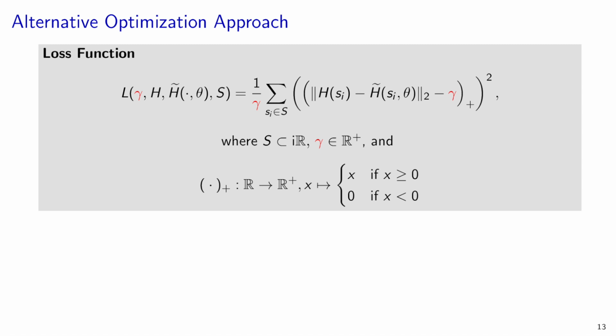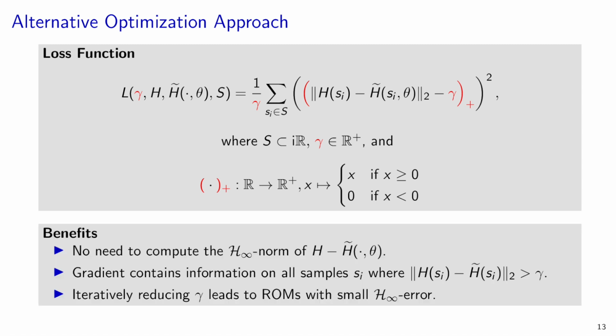Now, only if that difference is larger than 0, that is, only if the norm of the error is larger than gamma, we square that difference and add it to our sum. All samples at which the error is smaller than our threshold gamma are ignored. Using this loss function comes with several benefits. There is no need to compute any H infinity norms, which is computationally demanding. Furthermore, our gradient now contains information on the error at all samples where the error is too large, so we don't just focus on a single peak, but a broad range of frequencies at each optimization step.